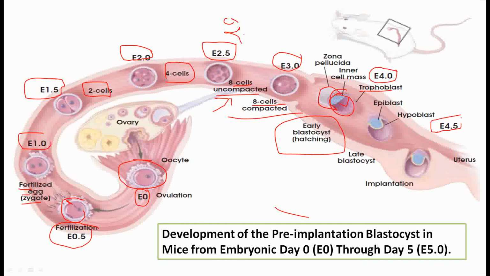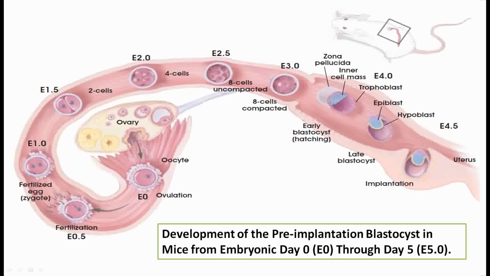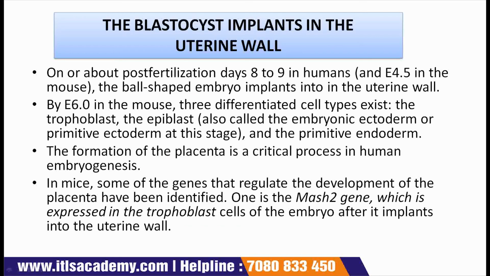On day 4.5, here is the formation of epiblast and hypoblast. You can see here a main difference: epiblast and hypoblast are formed here before the implantation, while in the case of humans, these two structures are formed after the implantation. So this is the most important point you should remember. Next comes implantation. Implantation occurs in the uterine wall. The blastocyst implants in the uterine wall.